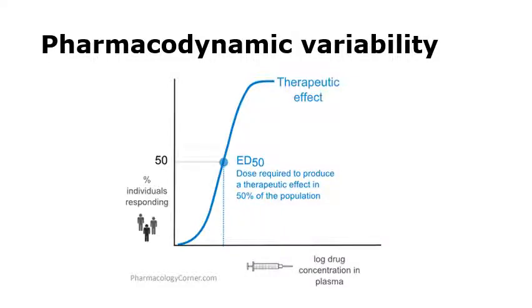This figure represents a dose-response curve. On the x-axis, you can see the log concentration of a drug in plasma, and on the y-axis we have the percentage of individuals that have the therapeutic effect following the administration of a dose. If the dose produces therapeutic effect in 50% of the individuals, then we call this dose an ED50, which is the dose required to produce a therapeutic effect in 50% of the population.